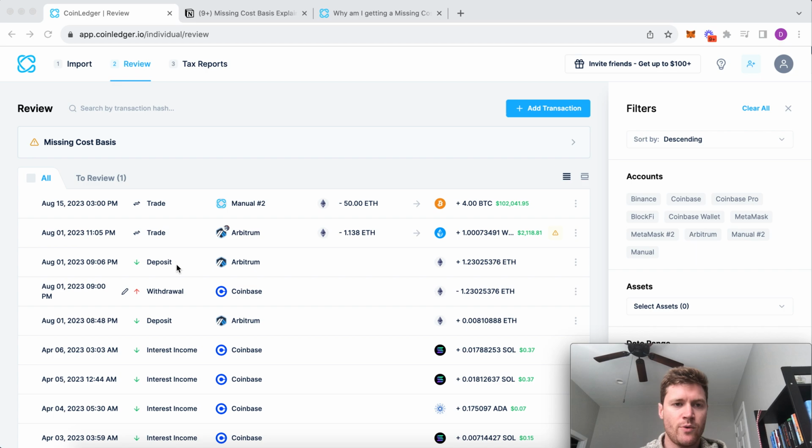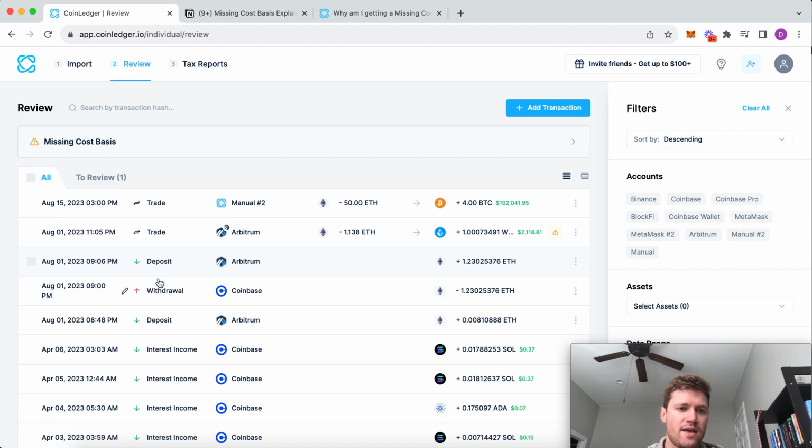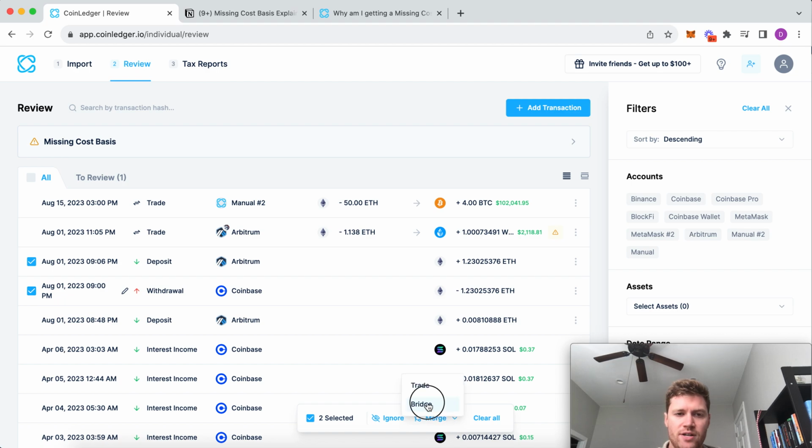All right, here we go. We can see that I have a withdrawal of 1.23 Ethereum at the same time as I have a deposit on the Arbitrum blockchain. Now, this is a great sign that this is likely the bridge transaction itself. This is what we're looking for, right? It's when I withdrew Ethereum to the smart contract that's handling the bridged asset, and then it's leading to me having Arbitrum Ethereum on the Arbitrum blockchain. So what we can do is merge these transactions into a bridge.